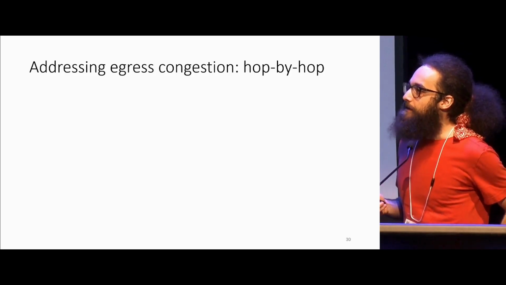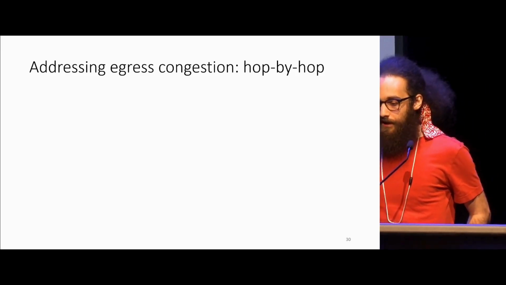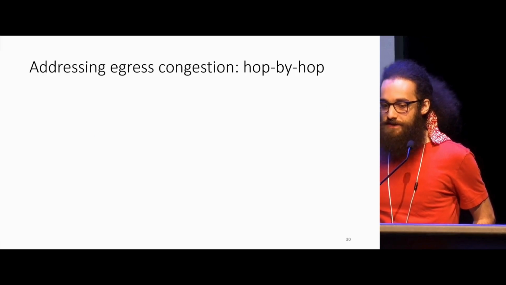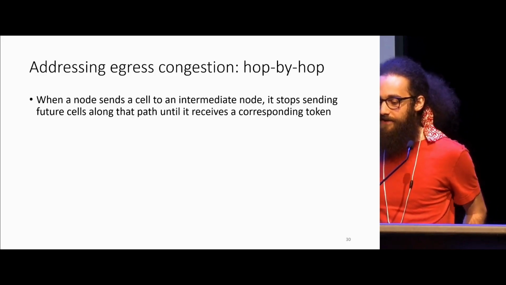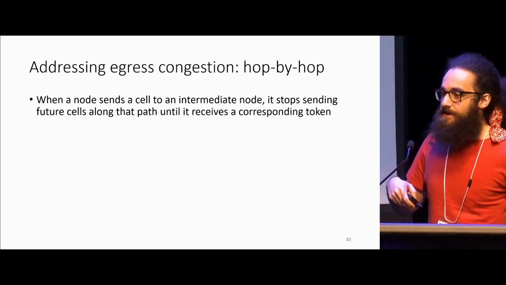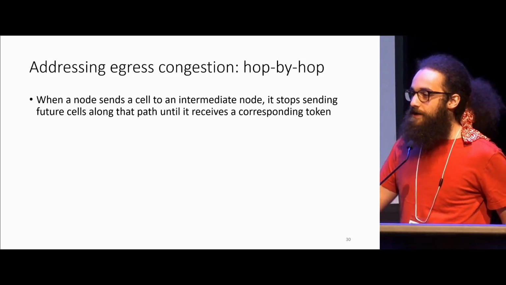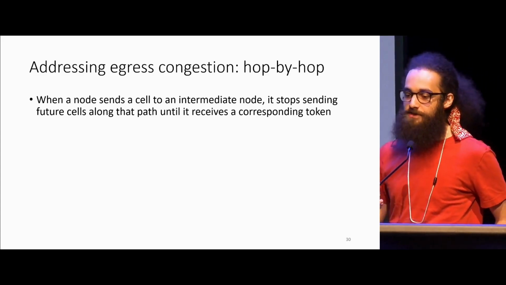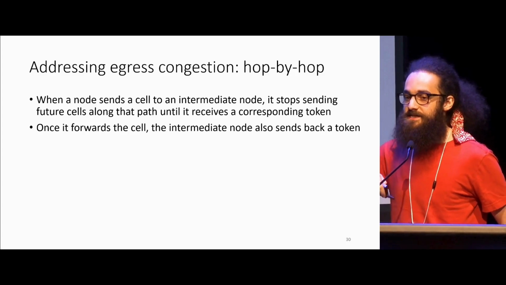Next, let's talk about how we address egress congestion. Here we do a hop-by-hop congestion control mechanism. And the way that this works is when we send a cell via a given path, we're not going to send any more cells that are going to traverse the same path via that same intermediate node until we receive a token back from that intermediate node.